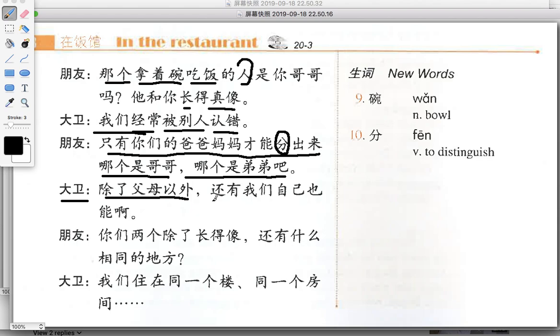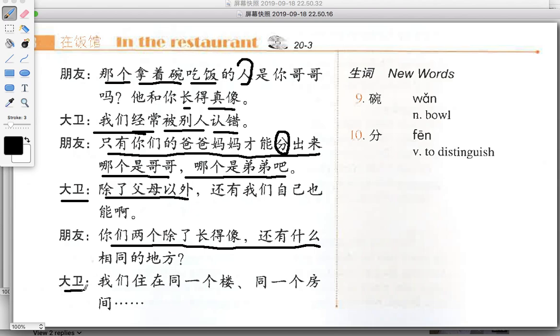Jeez. Anyway, 朋友说，你们两个除了长得像，还有什么相同的地方？朋友 is not very angry. 朋友 is a very calm person. Apart from you look like each other, still have what same area? So what are the similarities that you do have? And then look at that way.